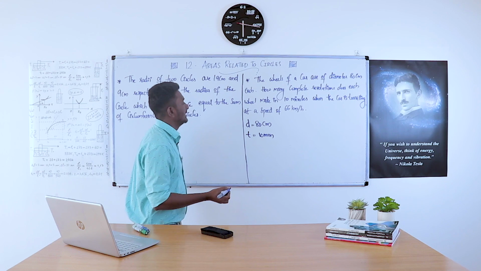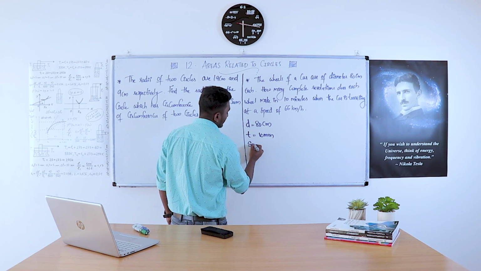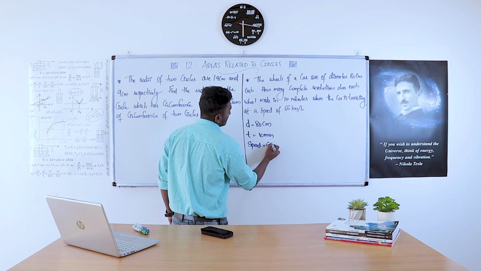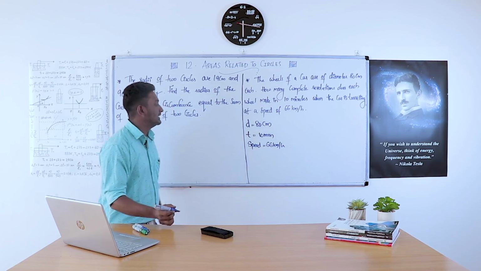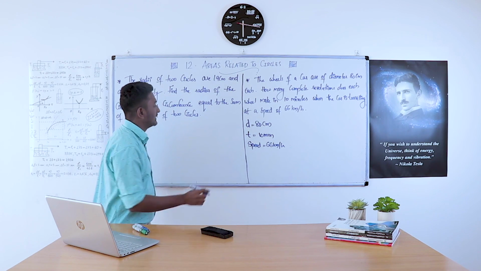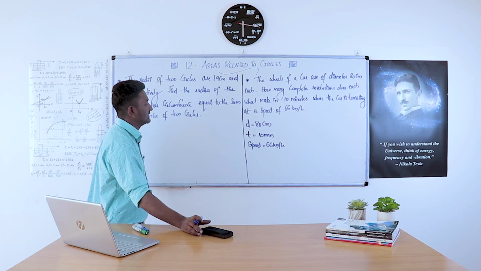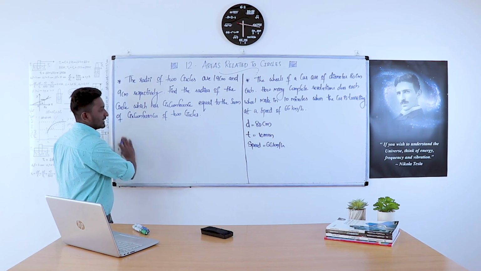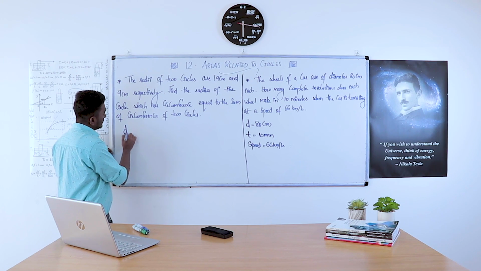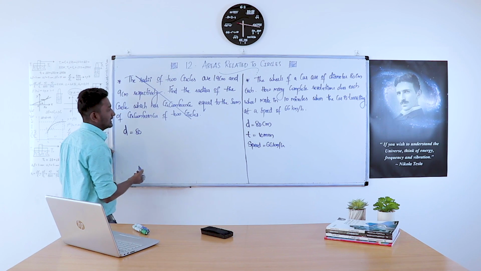When the car is traveling at a speed of 66 km per hour, speed is given, 66 km per hour. We need to find the complete revolutions each wheel makes. So the given terms are diameter 80 centimeter, time 10 minutes, speed 66 km per hour. Taking these terms, we can solve the calculation. So diameter is equal to 80 centimeter.